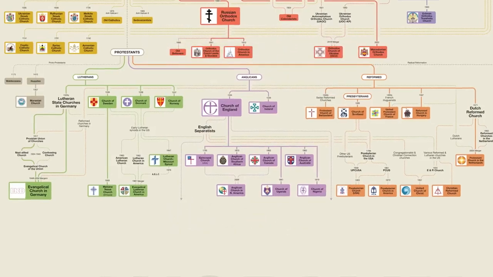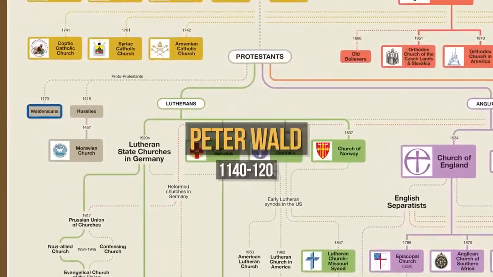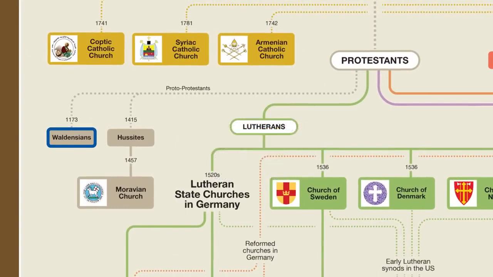A good example are the Waldensians, named after Peter Waldo, who lived in the 12th century. The Waldensians lived a life of poverty and believed that anyone could preach from the Bible, not just priests. There are actually still Waldensian churches today, mostly in Italy, although nowadays they can be seen as being part of the Reformed branch of Protestantism.